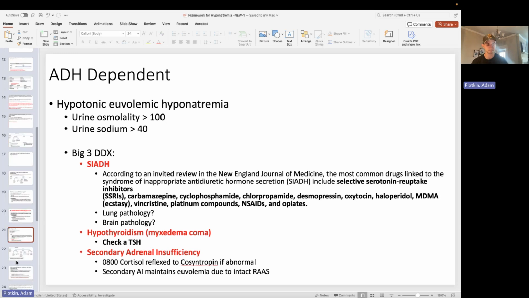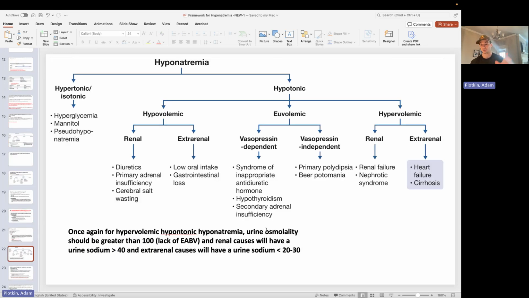So let's keep moving. Now we're into the hypervolemic group, right? So we already talked about physical exam findings. We talked about how the serum uric acid could be greater than 4. We can now further break down hypervolemia or hypervolemic hyponatremia into renal problems and extrarenal problems.